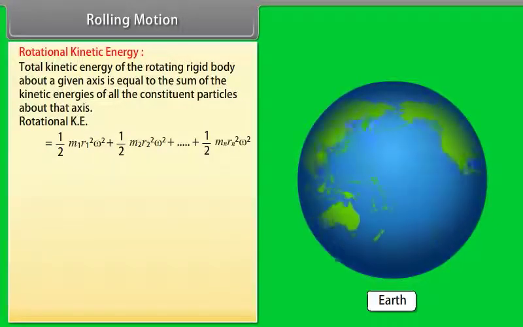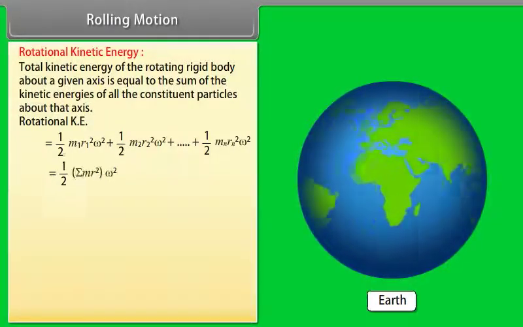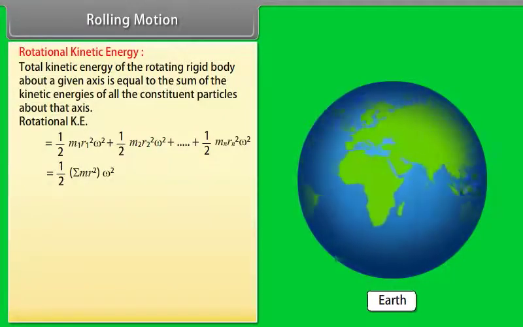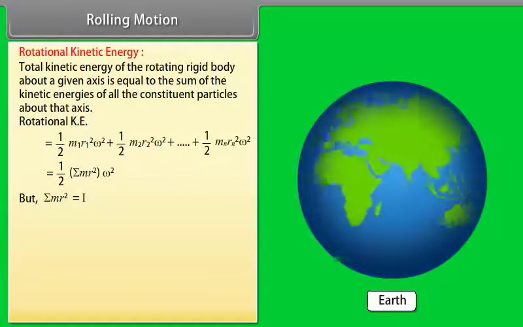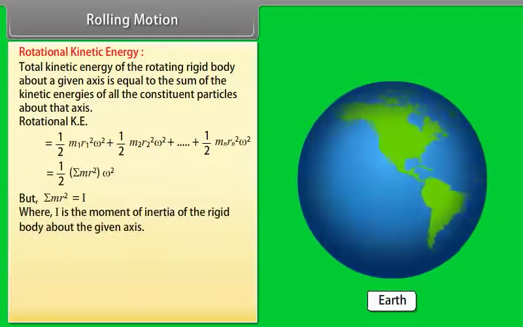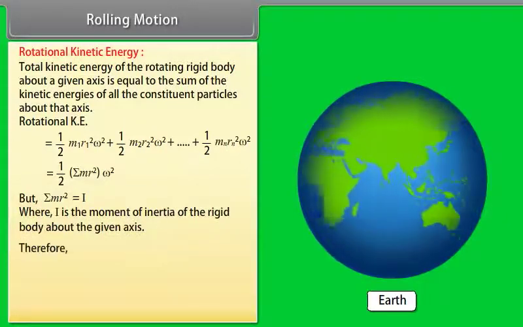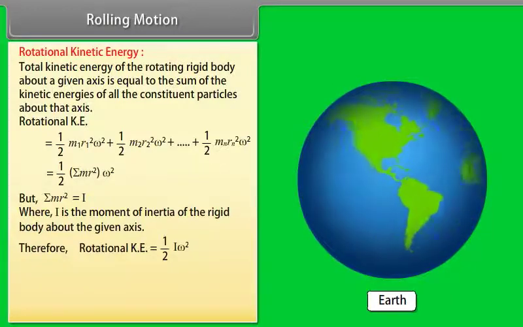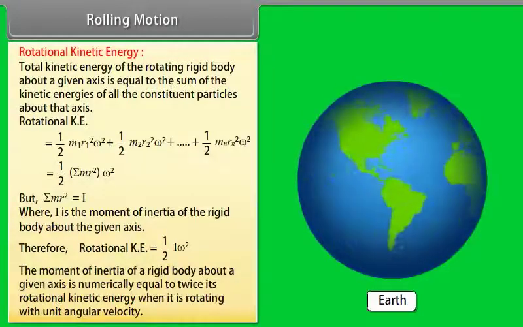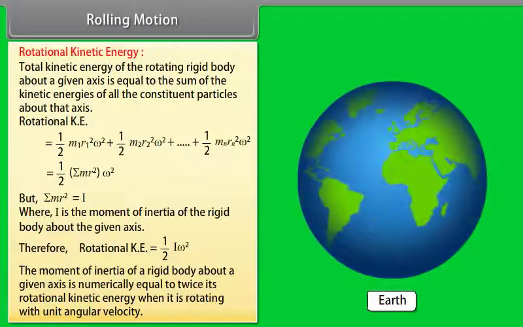On summarizing this equation, we get rotational kinetic energy is equal to half the summation of the product of m and r square multiplied by omega square. But we know that the summation of mr square is equal to the moment of inertia of the rigid body about the given axis. Therefore, rotational kinetic energy is equal to half I omega square. The moment of inertia of a rigid body about a given axis is numerically equal to twice its rotational kinetic energy when it is rotating with unit angular velocity.